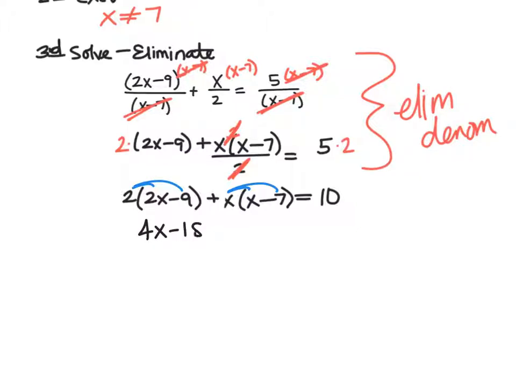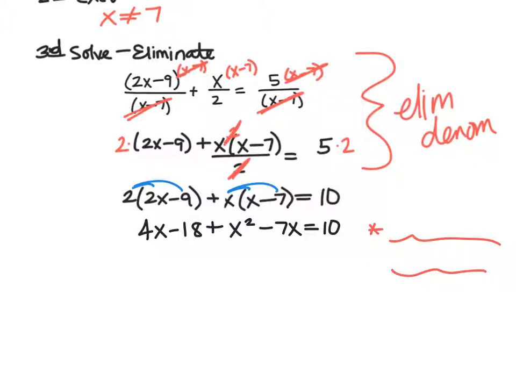4x minus 18 plus x squared minus 7x equals 10. And you may notice the difference here is that we've got x squared. So if you have x squared, I'm just going to put a little star, but you need to write this note out. If you have x squared, make the entire equation equal 0. All right, so let me show you what I mean by that.